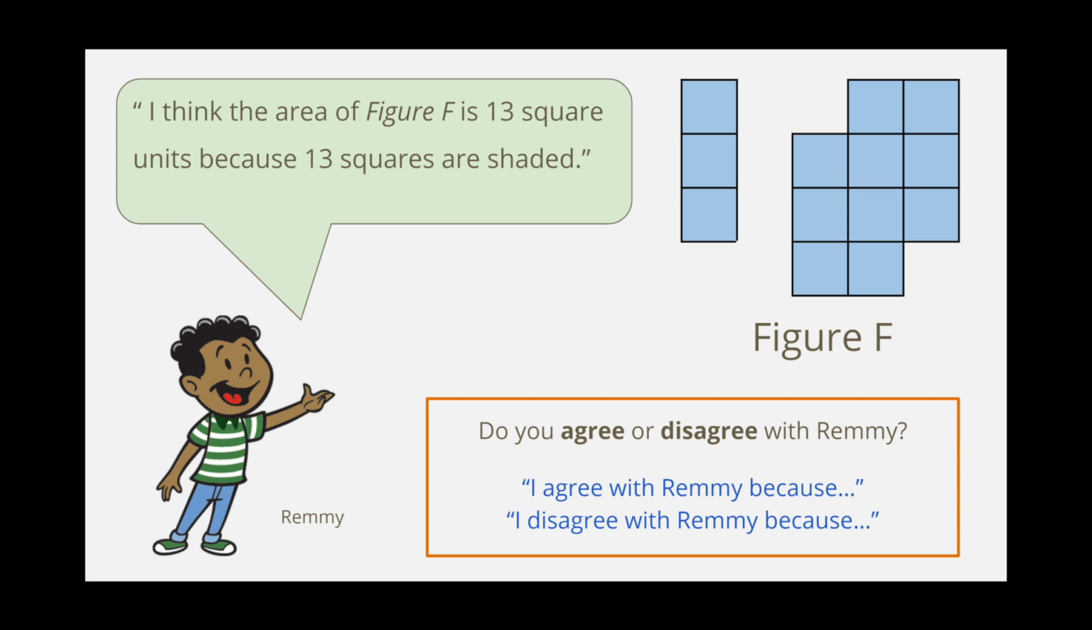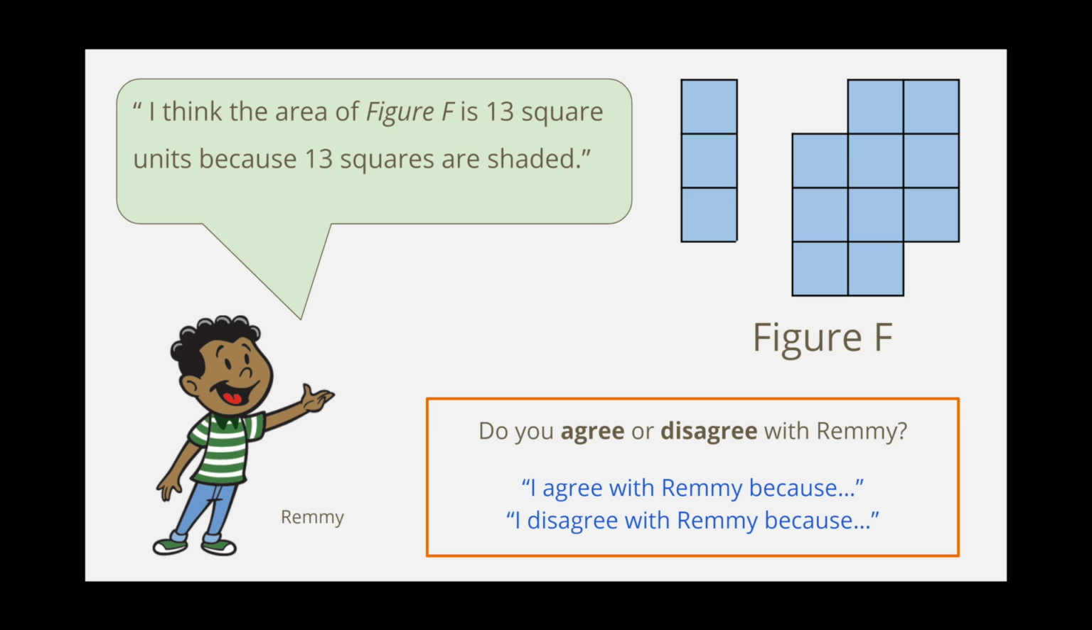So we're going to talk to our friend named Remy. I think the area of figure F is 13 square units because 13 squares are shaded. Do you agree or disagree with Remy? And I want to hear you say, I agree with Remy because, or I disagree with Remy because.